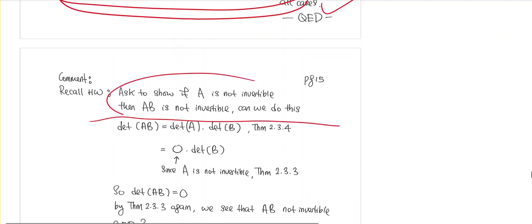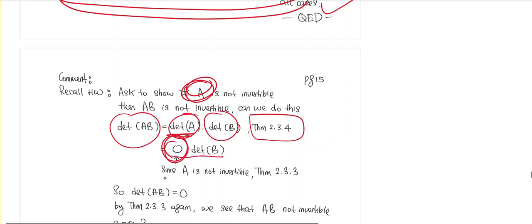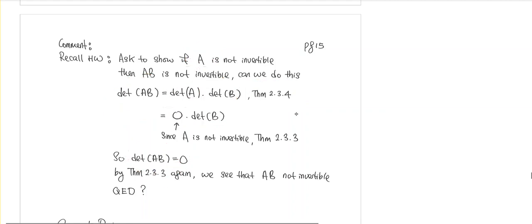It says that we want you to show this, then they are actually invoking the determinant. They will say something like this: determinant of AB is equal to determinant of A times determinant of B because of this theorem, and because A is non-invertible, therefore the determinant of A is 0. So hence 0 multiplied by this is also 0. So therefore by that theorem 2.3.3 again, the determinant being 0 means that AB is non-invertible, which means that they have shown that A not invertible implies AB not invertible.